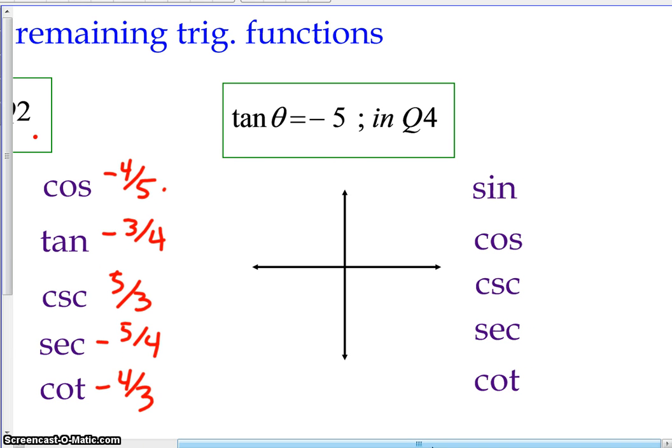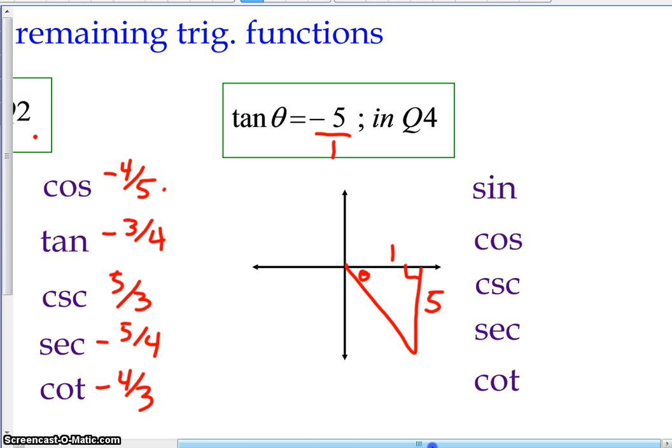So tangent is -5 in quadrant 4. So my suggestion for these, first just draw a triangle. Draw the triangle in the quadrant that we're talking about. There's my right triangle. It always looks like that when it's in quadrant 4. Then think to yourself tangent, and I'm going to think of this as -5 over 1. And actually, I'm not even going to deal with the negatives yet until I put it there.